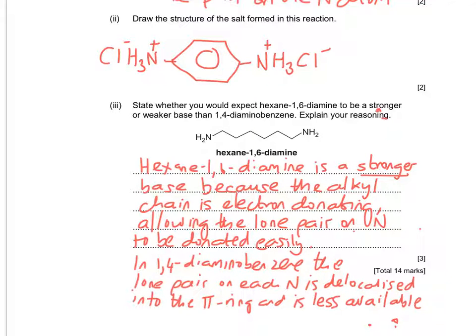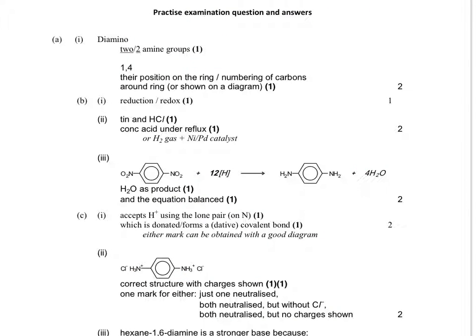Let's have a quick look at the mark scheme. We got the right idea with the 2 amine groups and the positioning of the amine groups on the benzene ring. We said it was a reduction, and we mentioned tin with HCl, and the concentrated acid under reflux was also included. We got the right number of H's because we got the right number of waters. We said that it accepts H+ using the lone pair on nitrogen, and then a dative covalent bond is formed.